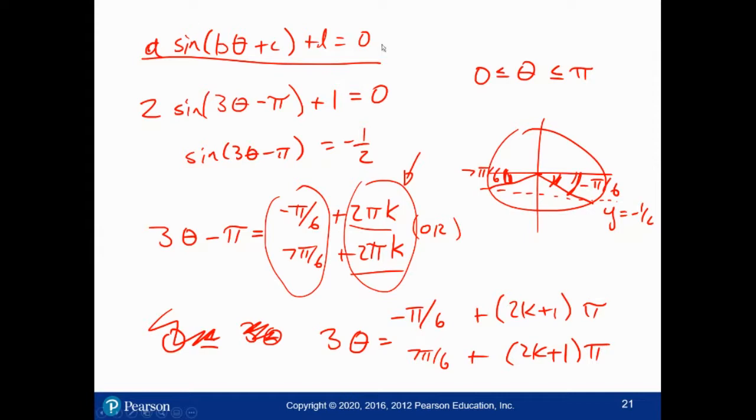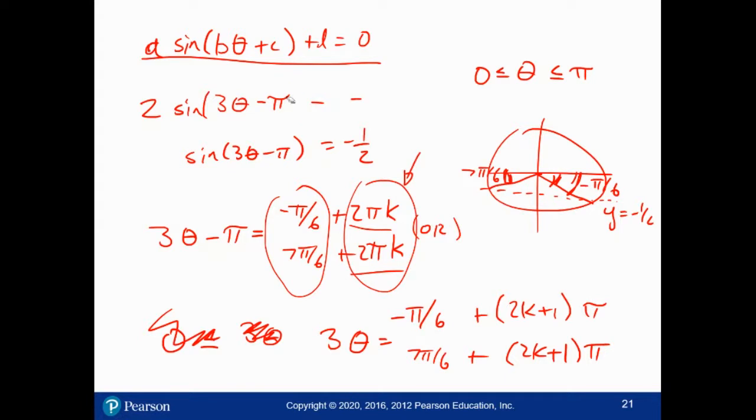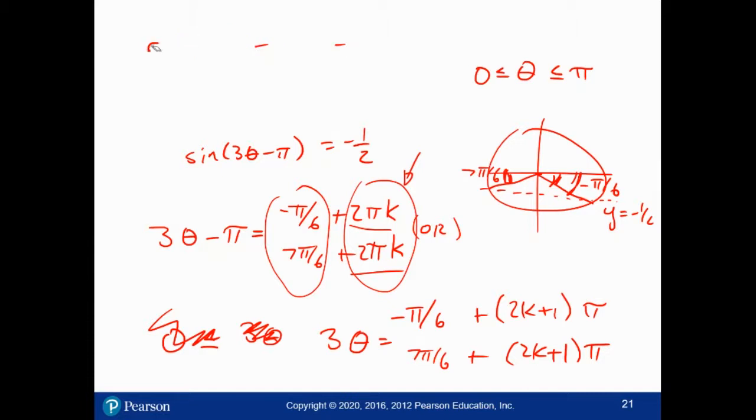Now I'm going to divide by 3. I need to delete some stuff so that I have space. Okay, there was our original problem. I've erased that. I'm keeping the restriction visible because that's going to be important in a bit.